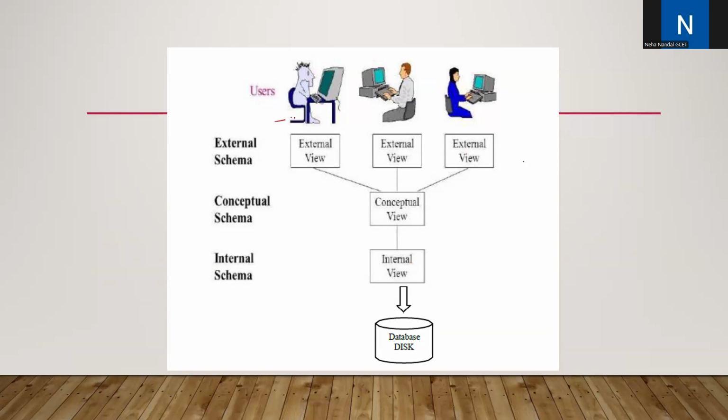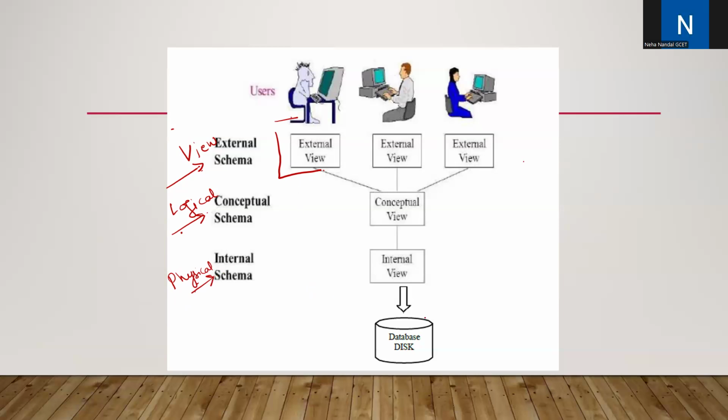The first one is this one, external schema, which is called view schema also, or view or external level. I'll write it down here: view or external level. Next one is conceptual level, which is also called logical, or logical or conceptual schema. And the third one is internal schema, which is also called physical, or physical or internal schema. So these three types of views we have.